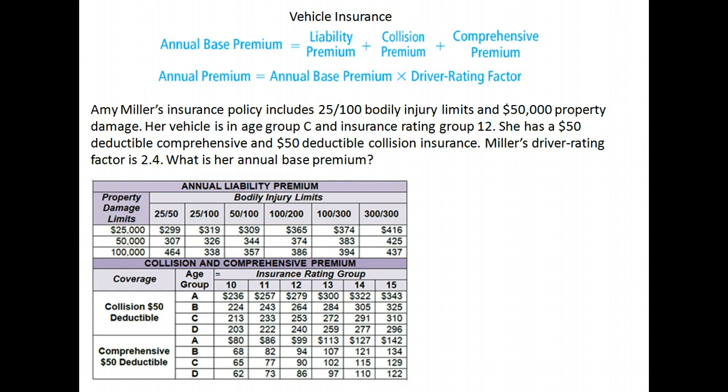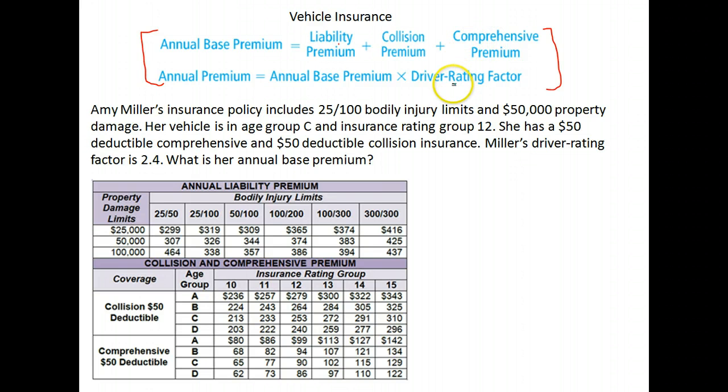Let's find the price of some insurances. So here are the formulas. The annual base premium we find using our chart. You just look in the chart down here and you would find the liability, the cost of collision, and the cost of comprehensive and add those together.